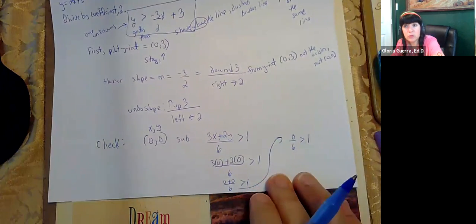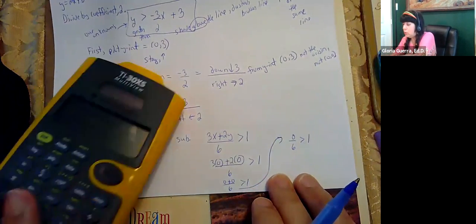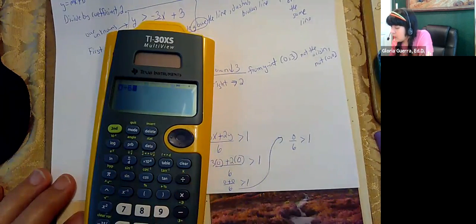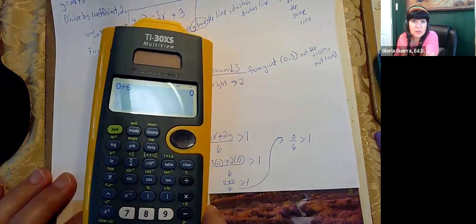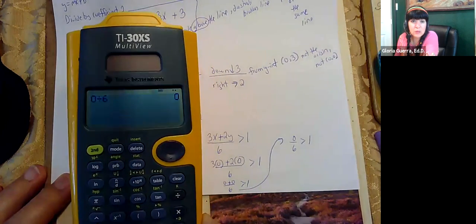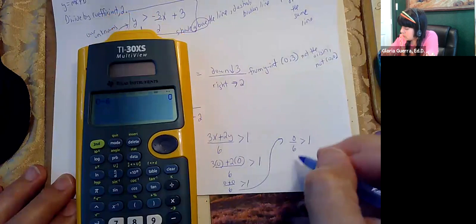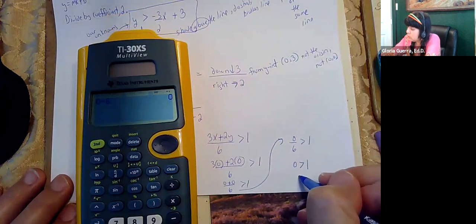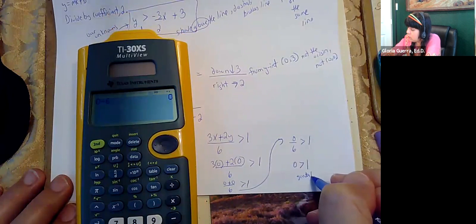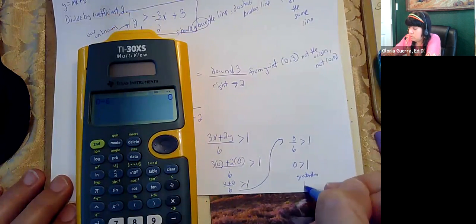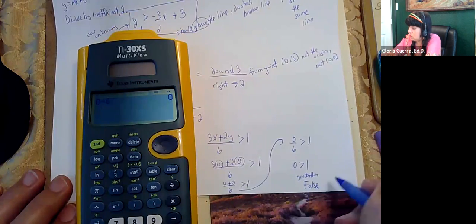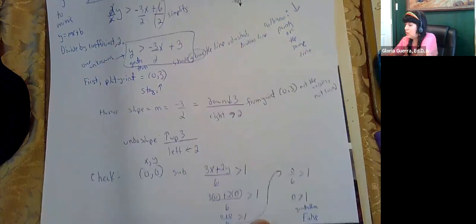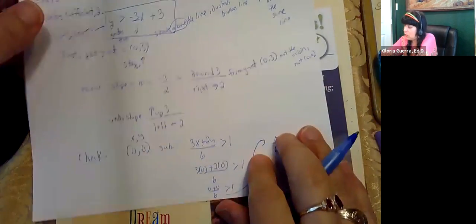And remember, 0 divided by 6, that spells on. One spells on, one spells no. One you can divide by 0, one you can't. This is the one where you can. 0 divided by 6 is 0. This is 0 greater than 1. Is that true or false? Is 0 a number that's greater than 1? No, that's false. So if it's false, that means do not shade the side that contains the origin.